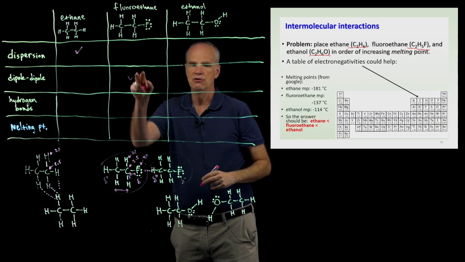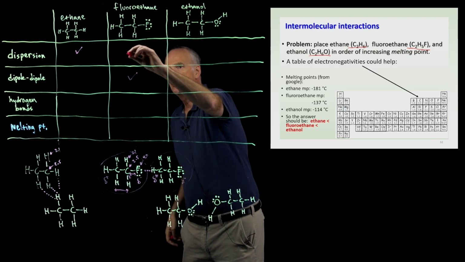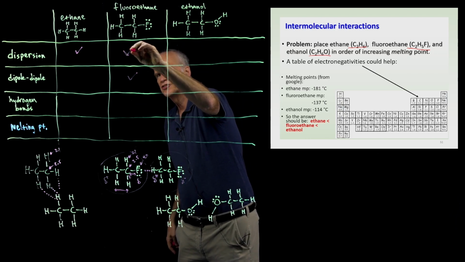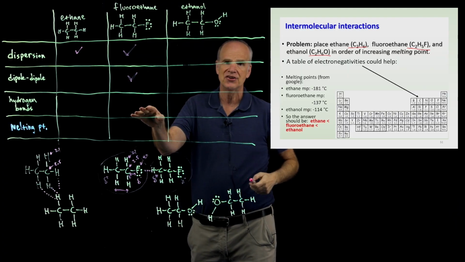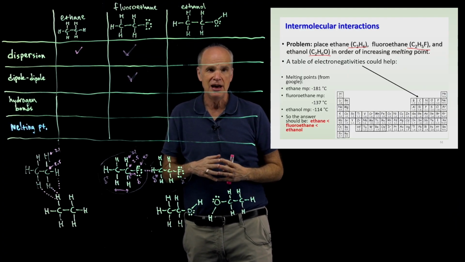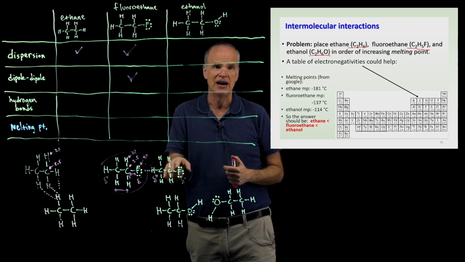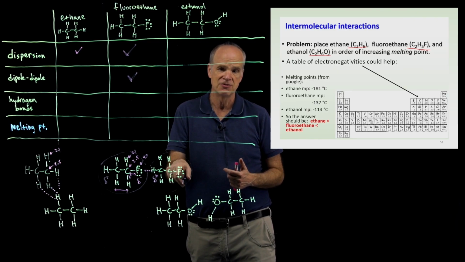Now again, you probably know at this point that all molecules have dispersion. So fluoroethane has a dispersion interaction as well. And so now we want to ask, does the fluoroethane molecule have hydrogen bonds? It will have hydrogen bonds if you identify that the molecule has both a hydrogen bond donor on it and a hydrogen bond acceptor.